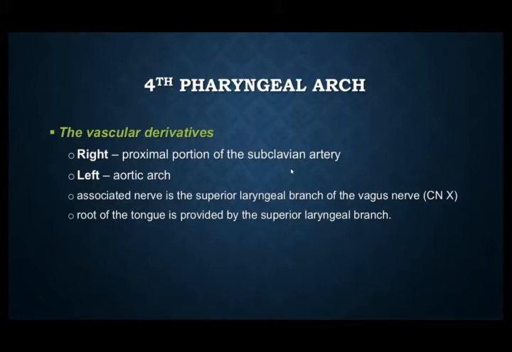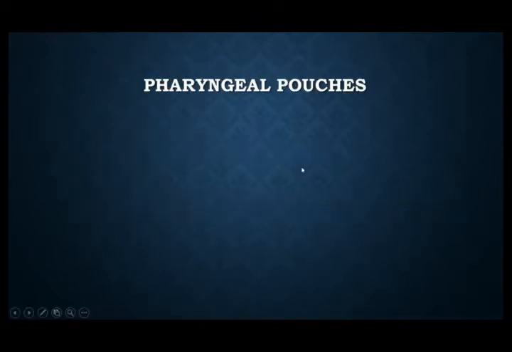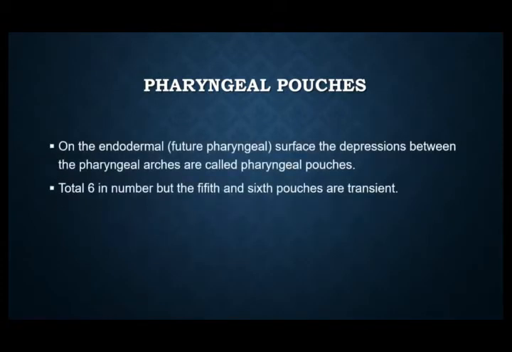Okay. So these are all the different pharyngeal arches, from which you have studied which specific structures develop. Then we come to the opposite side of these arches, that is the internal aspect of these arches. On the internal aspect of these arches, you will find the pouch-like structures that are known as the pharyngeal pouches.